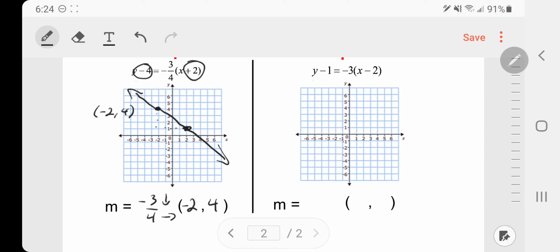All right, let's take a look at the second one. The starting point, again, coming from right there, I have a negative 2, and I have a negative 1, so that means it's going to be 2 for the x and 1 for the y, and the slope is negative 3, or negative 3 over 1. Again, that's all coming from right here.